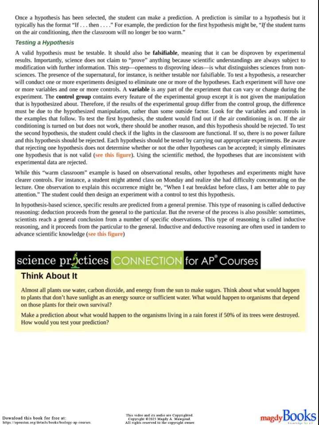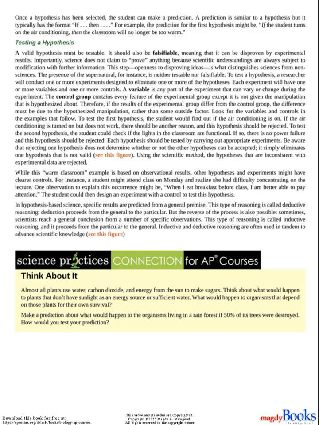In hypothesis-based science, specific results are predicted from a general premise. This type of reasoning is called deductive reasoning. Deduction proceeds from the general to the particular. But the reverse of the process is also possible.